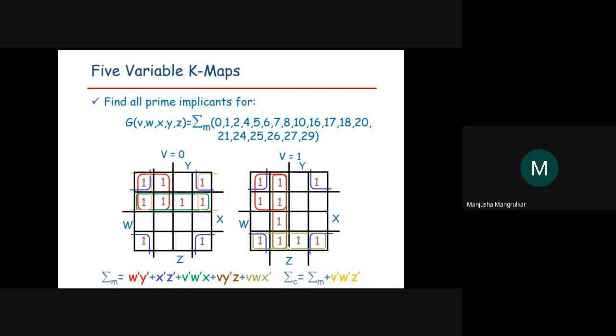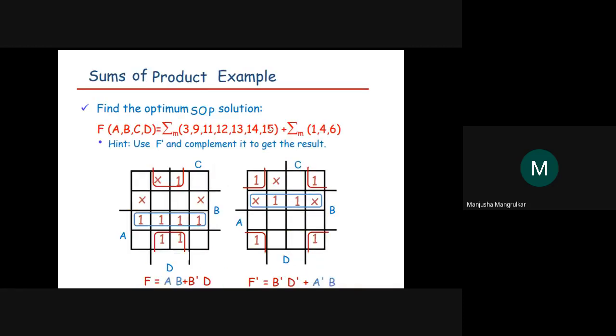Now here one more concept is there, the don't care. This is a don't care, right? It means it is either a 0 or 1, it is don't care. But while doing a grouping, we can use it if required.